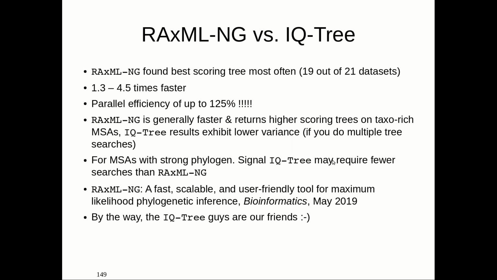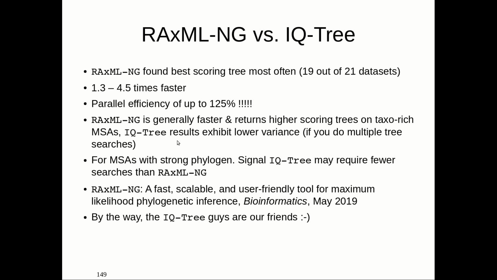Right. More comparisons. Well, in the tests we conducted, RAxML found the best scoring tree most often, for 19 out of 21 data sets. It's between 1.3 and 4.5 times faster. It does have a parallel efficiency of up to 120%. And so, in general, RAxML is faster and returns higher scoring trees on taxon-rich MSAs, meaning on data sets with a huge number of taxa, just because of the design of its search algorithm.